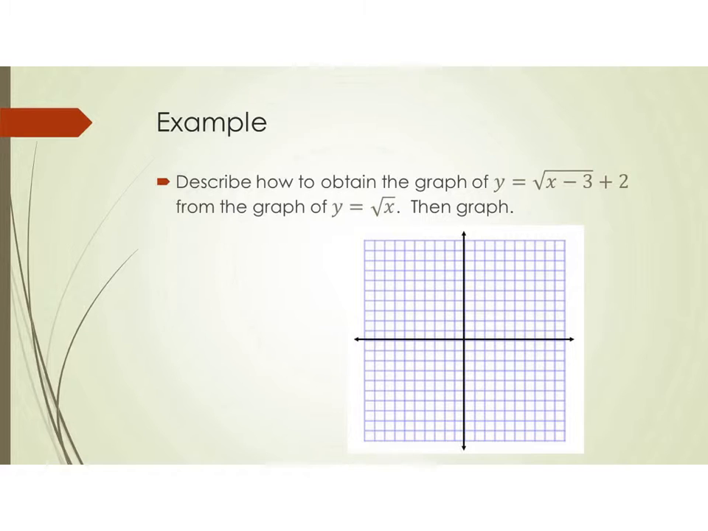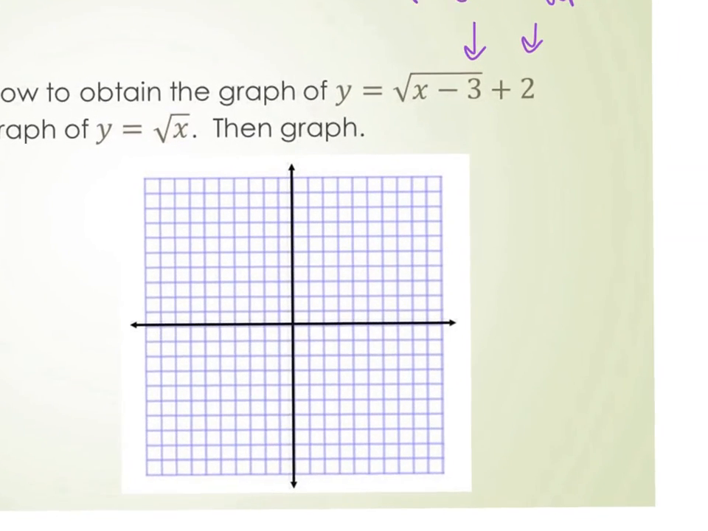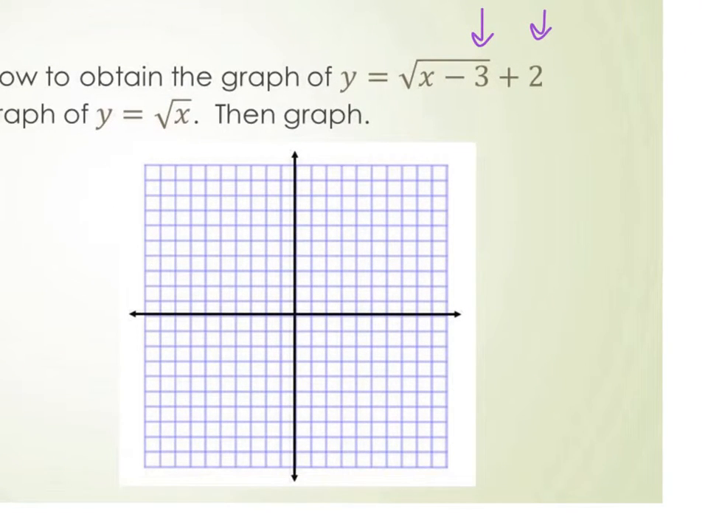Okay, let's look at that again. This time it's a square root, but our shifts are going to be similar. A -3 with the x moves it right 3, and then a +2 at the end is going to be up 2. Those are going to be my movements. So I'm going to start with my parent graph. There's my parent graph. And each one of those I'm going to shift right 3.